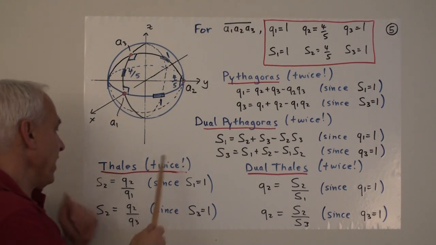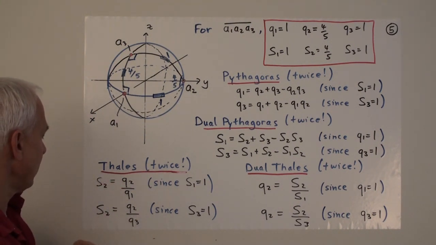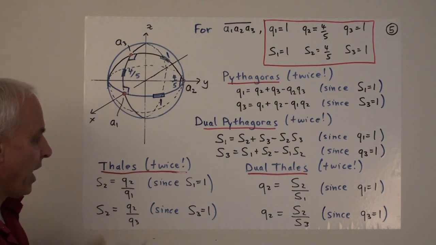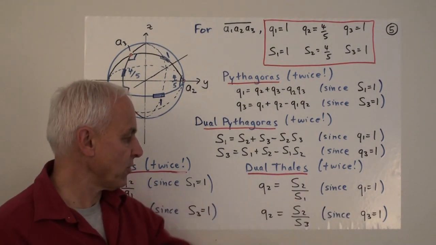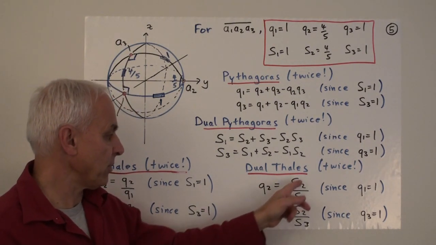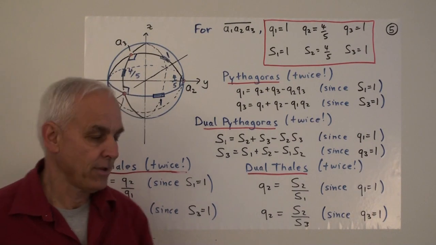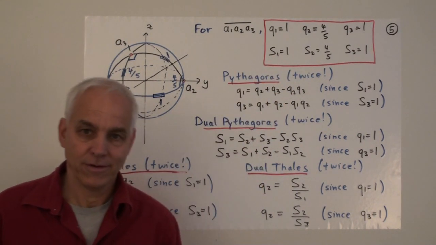And again, you have Thales' theorem that S2 is equal to Q2 over Q1, and S2 is also equal to Q2 over Q3, because there are 2 spreads which are equal to 1. And there's a dual Thales' theorem, because we have 2 quadrances equal to 1. We can also say that Q2 is equal to S2 over S1, and it's also equal to S2 over S3. These are all relatively trivial to verify because the numbers are pleasant.